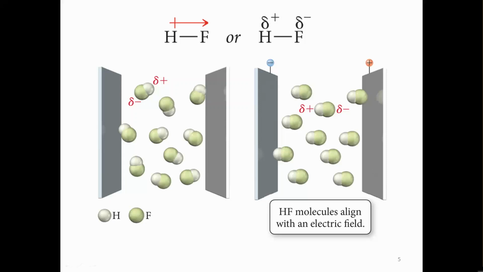What this indicates to us is the following: the hydrogen side of the molecule must have a slightly positive charge and the fluorine side of the molecule must have a slightly negative charge.